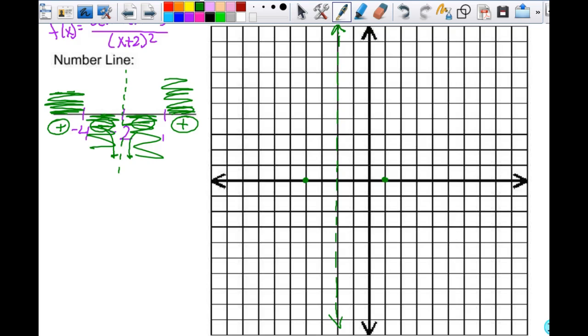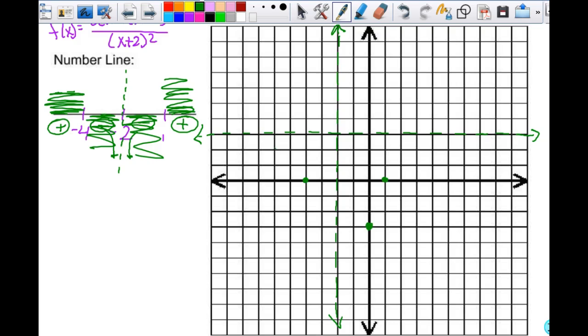Got some asymptote at x equals negative 2, okay? And y equals 3 is the horizontal asymptote. And (0, negative 3) is my y-intercept. So this is my vertical asymptote, which means the graph's going to come and look something like that. So you should have a general idea of what your graph is going to look like.